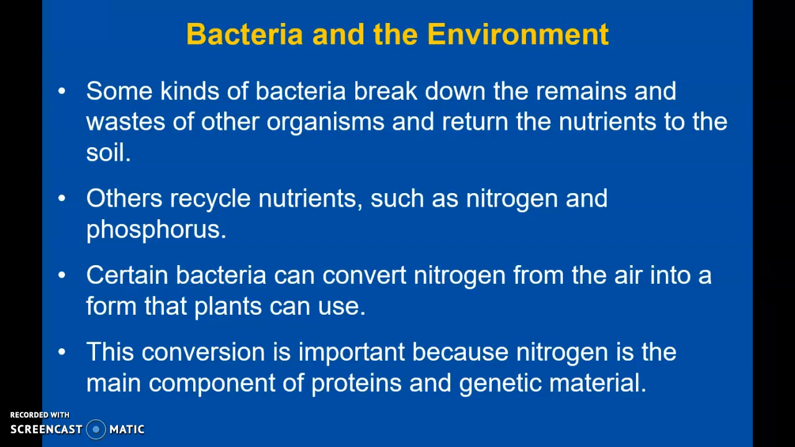Some kinds of bacteria can break down the remains and waste of other organisms. When they do that, they get the nutrients from those materials, and they can return those nutrients to the soil for other living things to use. Others can recycle nutrients like nitrogen and phosphorus. Nitrogen is important because it's one of the main components of proteins and genetic material. Deoxyribonucleic acid, that's DNA, that's our genetic material.